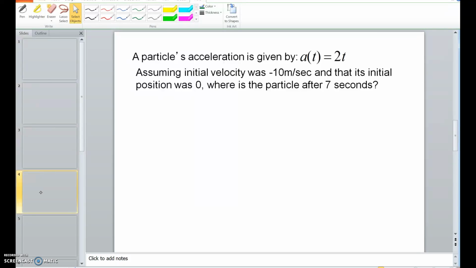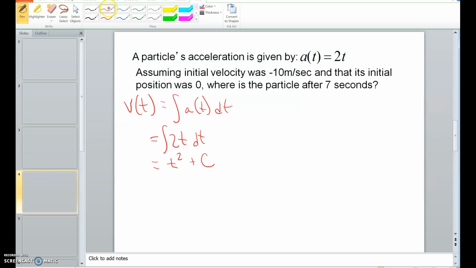So here's a problem for you to try. Here we're given an acceleration function, and we're going to assume that the initial velocity was negative 10 meters per second. So at t equals 0, velocity is negative 10, and that the initial position was 0. And the question is, where is the particle after 7 seconds? So we have an acceleration function. We're going to have to integrate twice to get to a position function. So go ahead and first integrate a of t in order to find a velocity function. We know that the velocity function is going to be the integral of this acceleration function. So go ahead and do that.